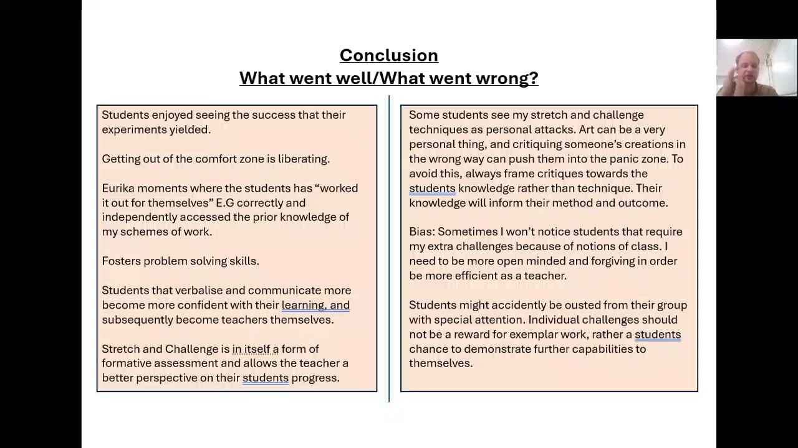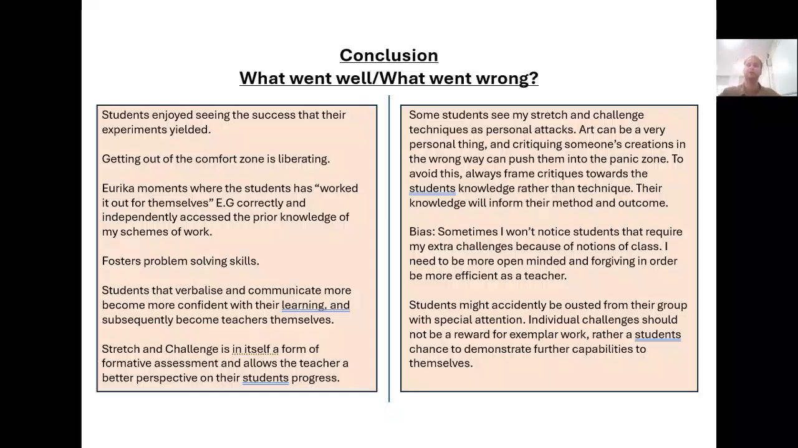And stretch and challenge in itself is a form of formative assessment, and it allows the teacher a better perspective on their student progress. So it just helped with the marking, really, in general. I was able to give feedback a lot more efficiently after doing these techniques, because I knew the student better, and that links right back to the start, being the crux of the thing. It's individual response to individual students, because we are all just individual people.